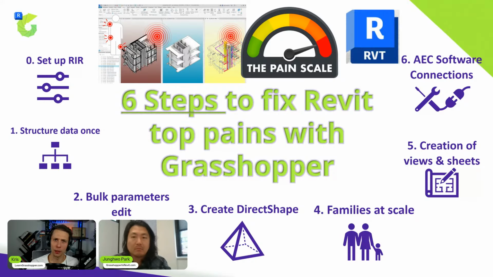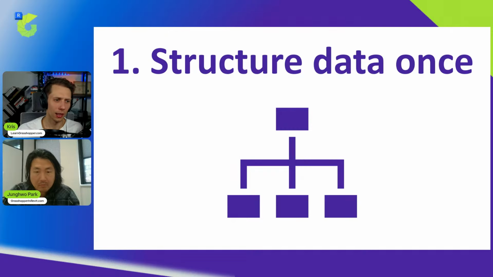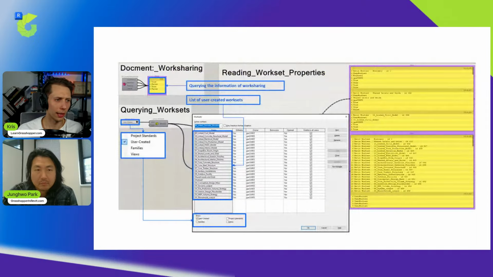Okay, Jungfu, maybe you can share your screen. We will go to the first point from our agenda, which is structuring the data in the Revit model. This is something we would like to start with. So maybe you can tell us what we are seeing right now, Jungfu, and what kind of data we are going to organize.